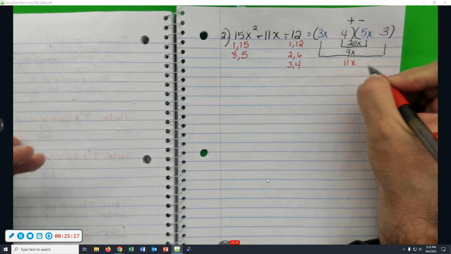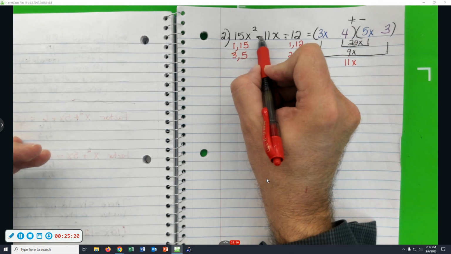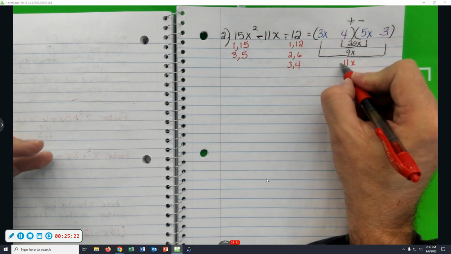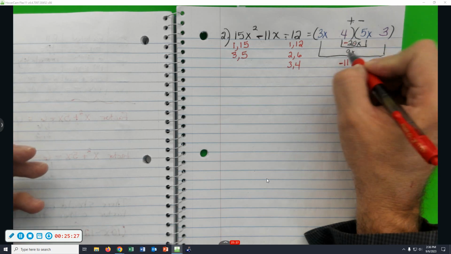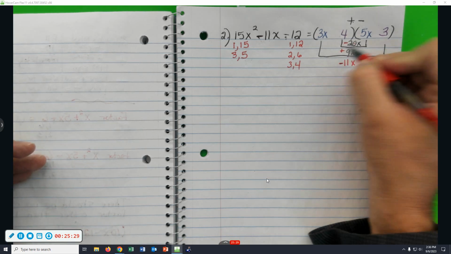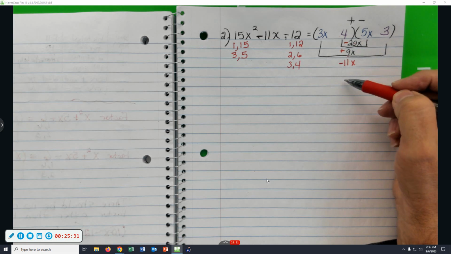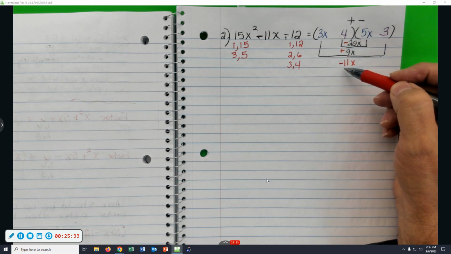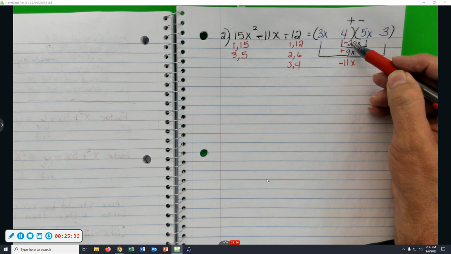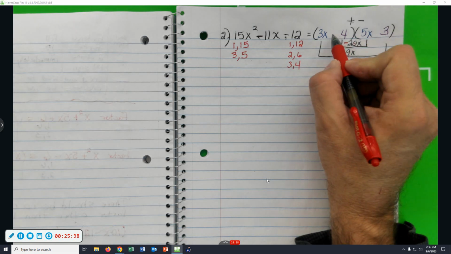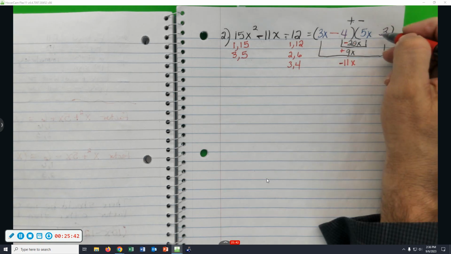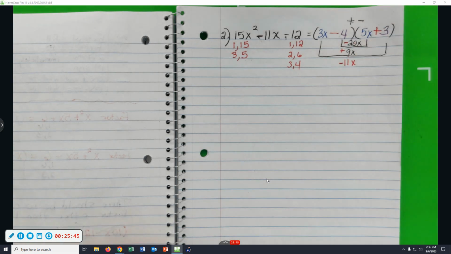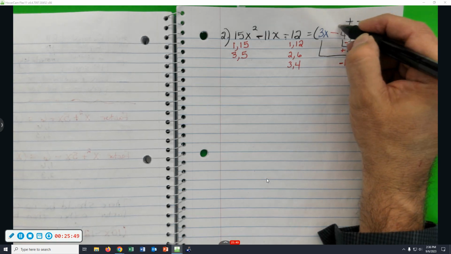I want an 11x. Since this is negative 11, the bigger number should have the negative, right? Isn't that how we add positives and negatives? When you add a positive and negative, you keep the sign of the bigger number. So the 20 should be negative, which means what? In front of the 4, a plus or a minus? Minus and a plus there. Then if you want to FOIL it out to check it, great.